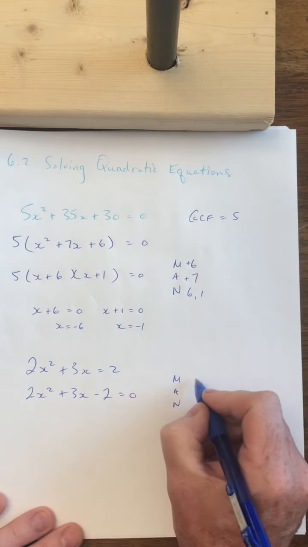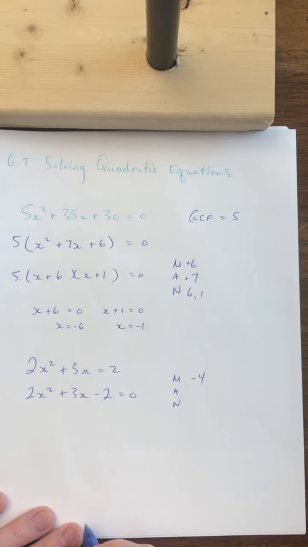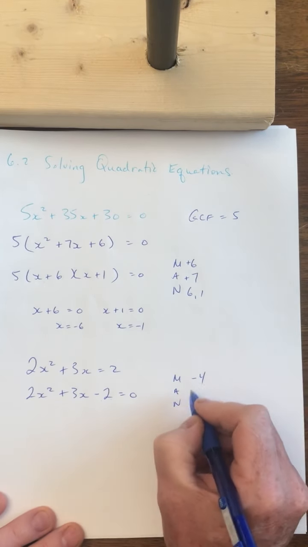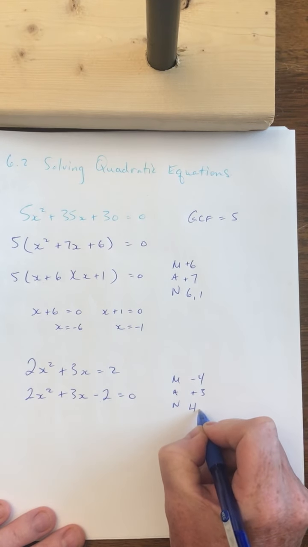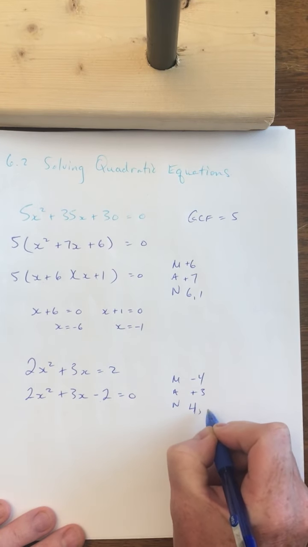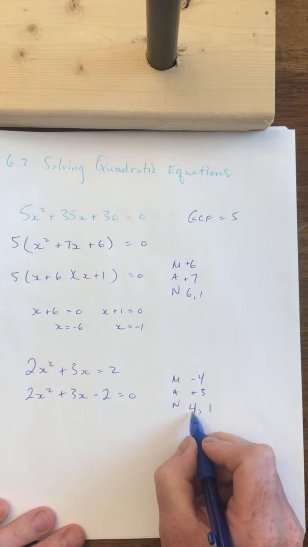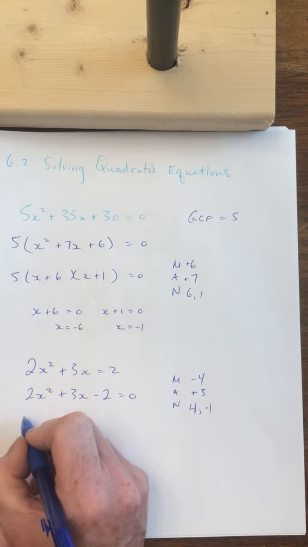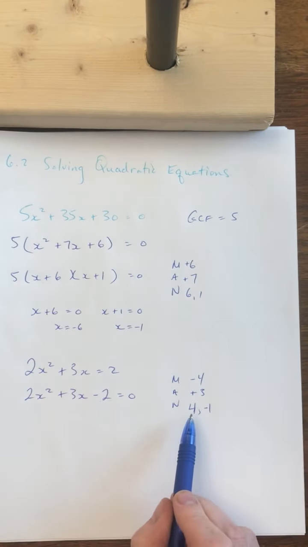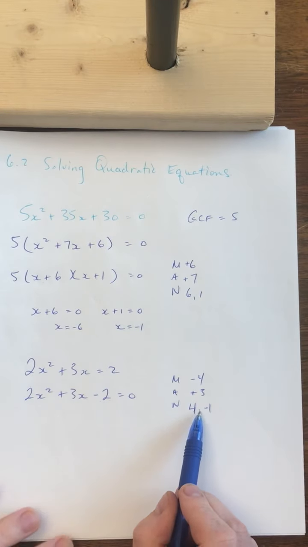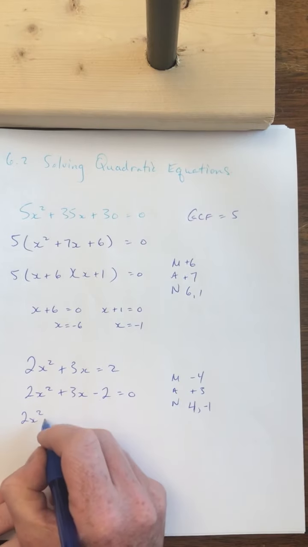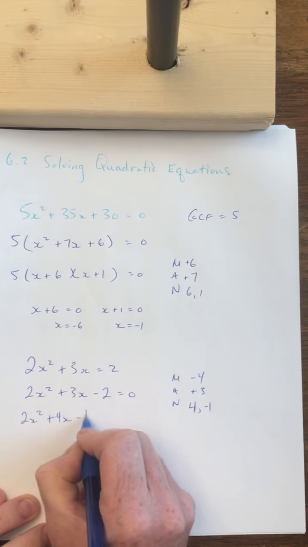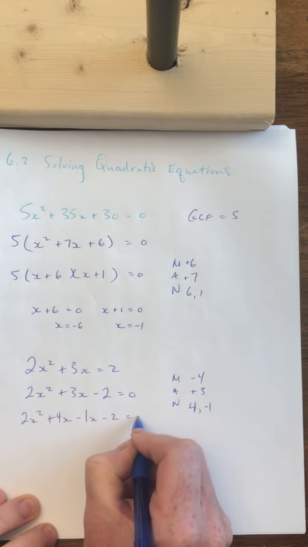So we can still "man" it out though. 2 times negative 2, so our numbers have to multiply to minus 4 and add to 3. And we know 4 times 1, and 4 minus 1 will give us 3. So I'm going to put my 4x with the 2x squared here. So 2x squared plus 4x minus 1x minus 2 equals 0.